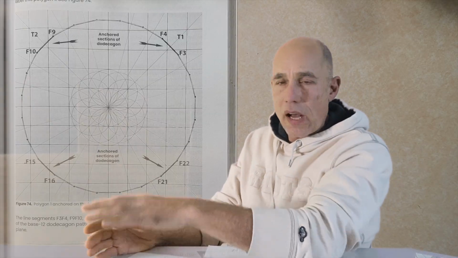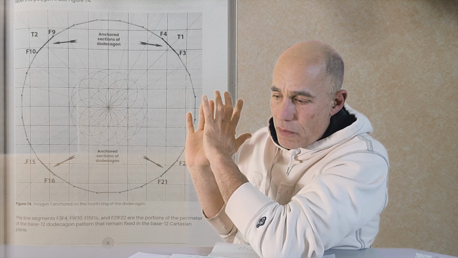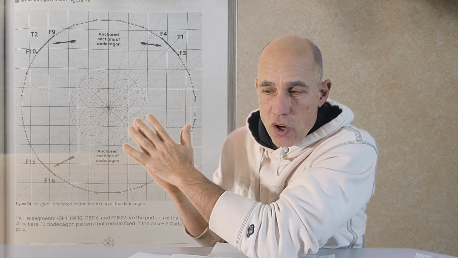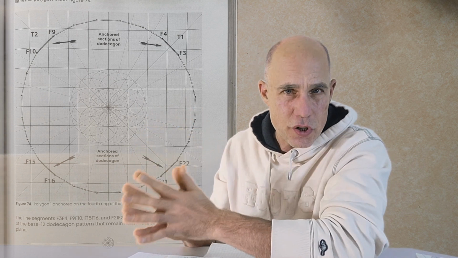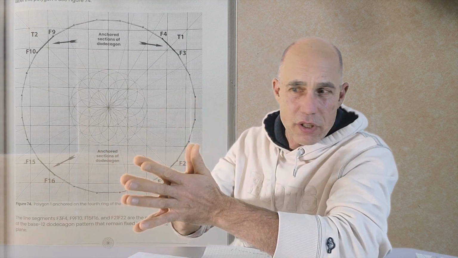So I put forth that this is a perfectly balanced geometric pattern where it's completely balanced around the 15, 30, 45 degree division of the circle by our Dawson-Pisces diagram. It's anchored onto the base-12 Cartesian plane.